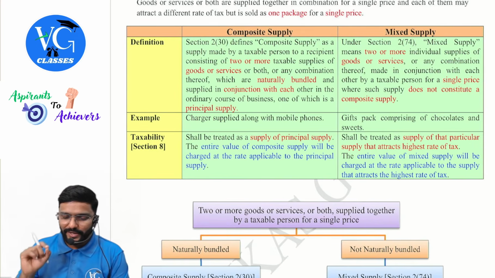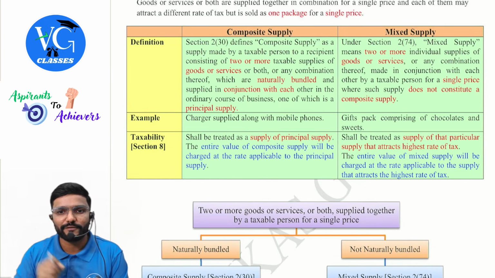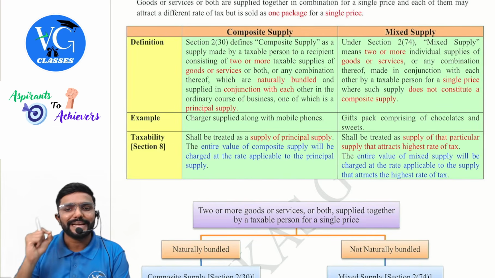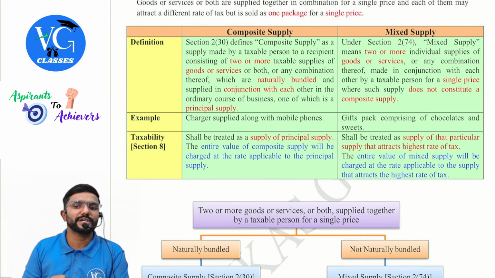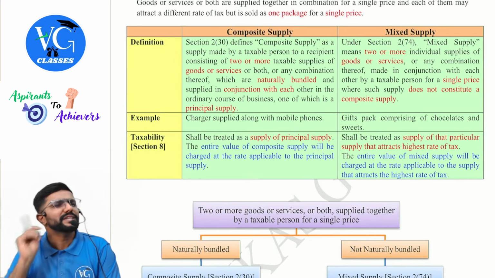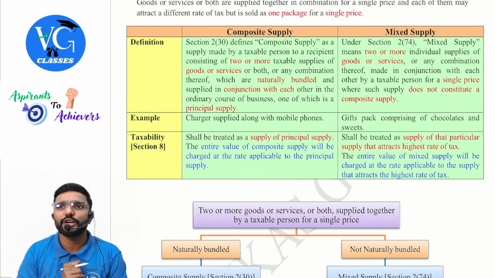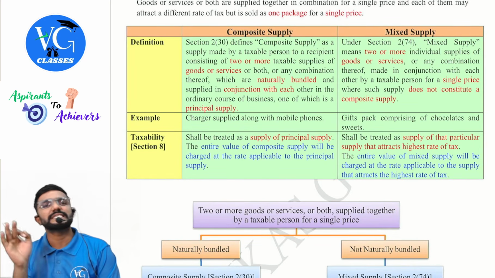Mixed supply means two or more individual supplies of goods or services or any combination thereof made in conjunction, means together with each other, by a taxable person for a single price, where such supply does not constitute a composite supply. Means it is not a composite supply, when it is not naturally bundled. So what is not naturally bundled is a mixed supply.